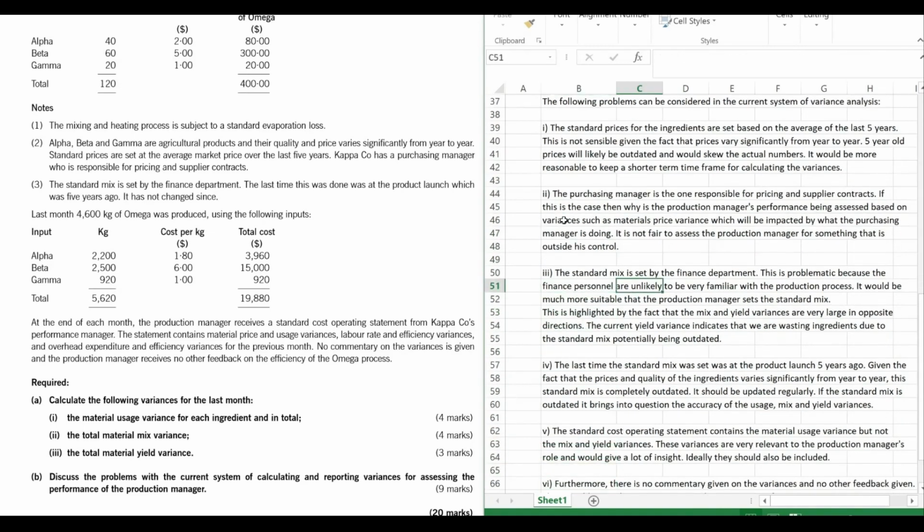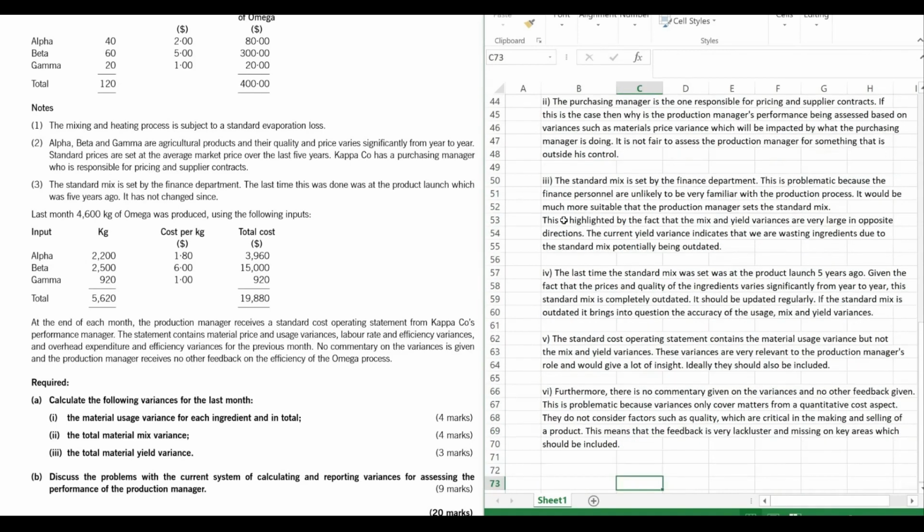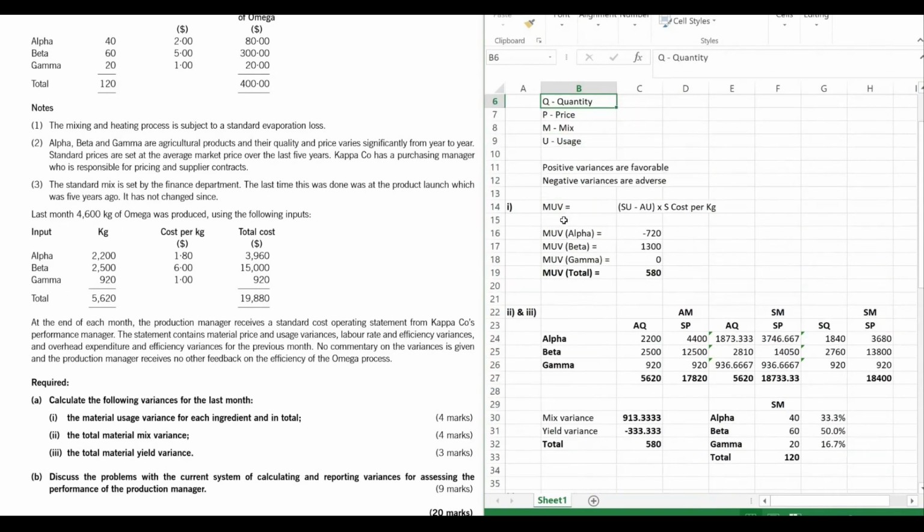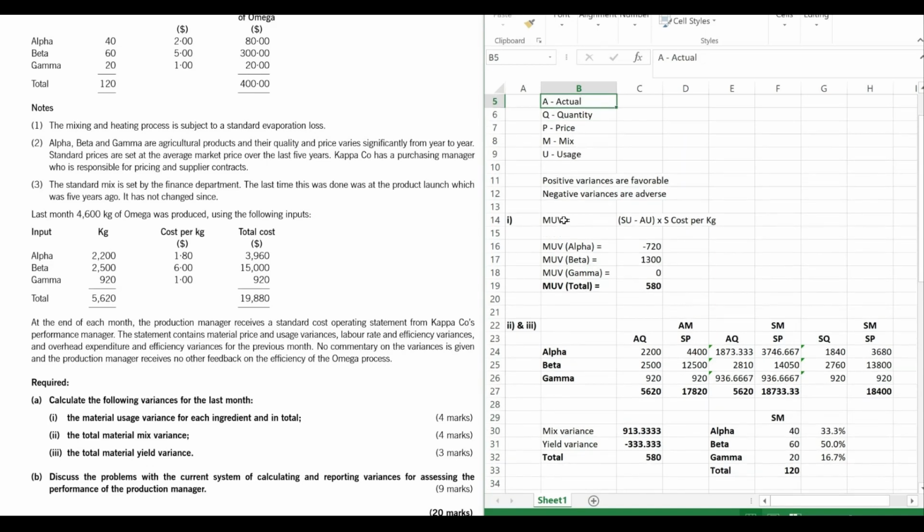That the standard mix should not be set by the finance department because the production manager is responsible for the production. The finance team doesn't know about it, right? Most of these points could have been hit even without too much of a thorough understanding of variances, right? So again, focus on the analysis just as much on the calculations. Don't overdo it in either of the 2 parts, okay?